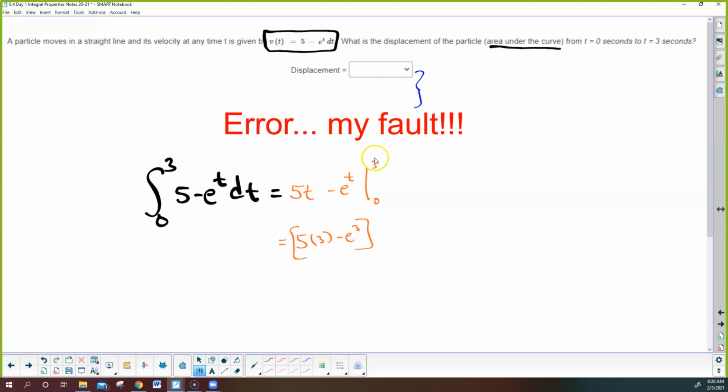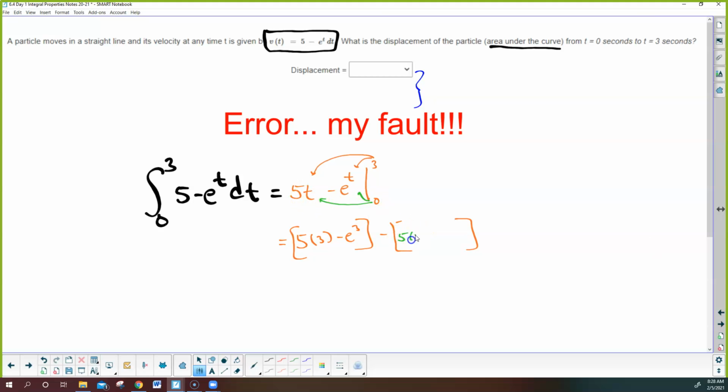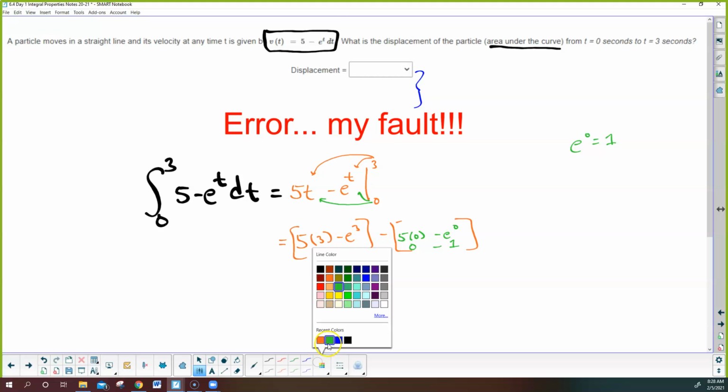So here's my upper bound evaluated. Now notice this says 2 variables, so I've plugged 3 into both of those. And then we're going to subtract the lower value. Now this is the part that I think a lot of students usually end up making a small error on. It's right here. So that's why I'm going over this one. What happens if I plug 0 in for t? Well, 5 times 0 is 0, but e to the 0, anything to the 0 power is always 1. So you have to be very careful on that problem.